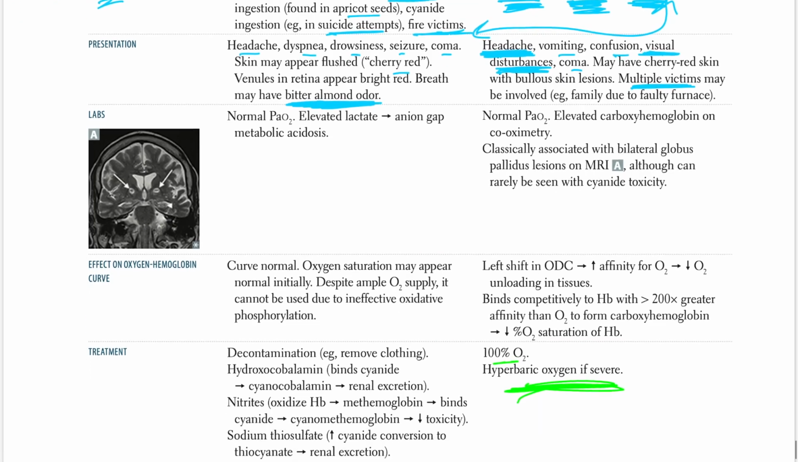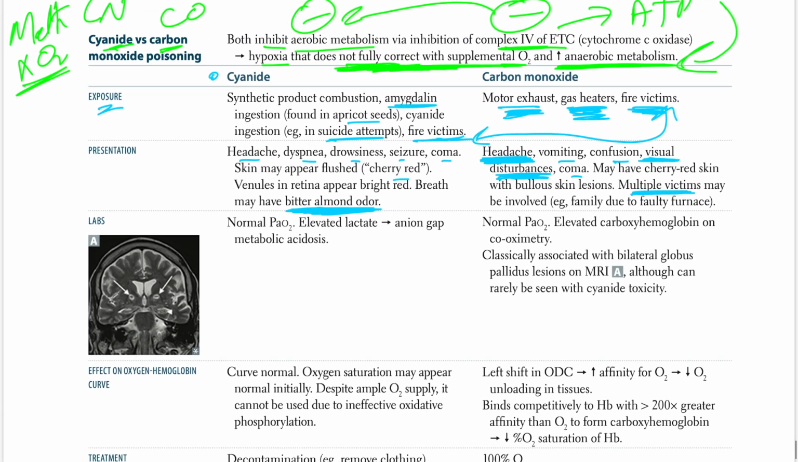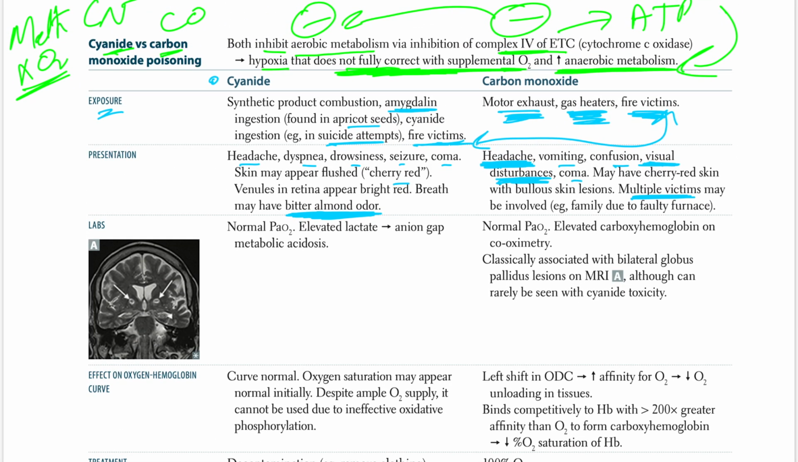And then the labs are also high yield. Let's talk about that. In the labs, we have normal PaO2, which is arterial O2, and it is normal there as well. So no big deal there. Both have the same level of PaO2. Now, elevated lactate, which causes anion gap metabolic acidosis. That's important, specific for cyanide. While the other one would give you elevated carboxyhemoglobin on co-oximetry.